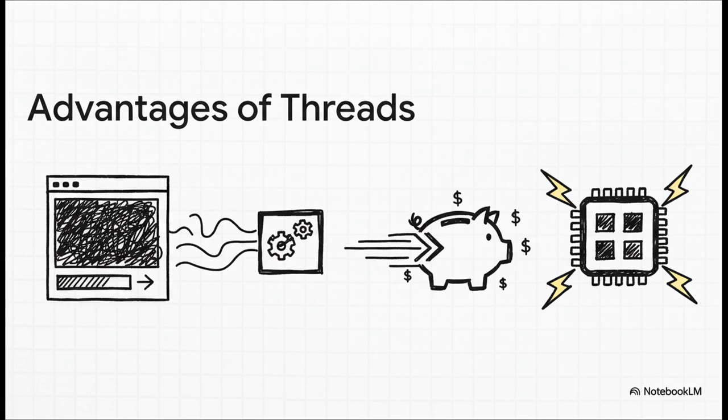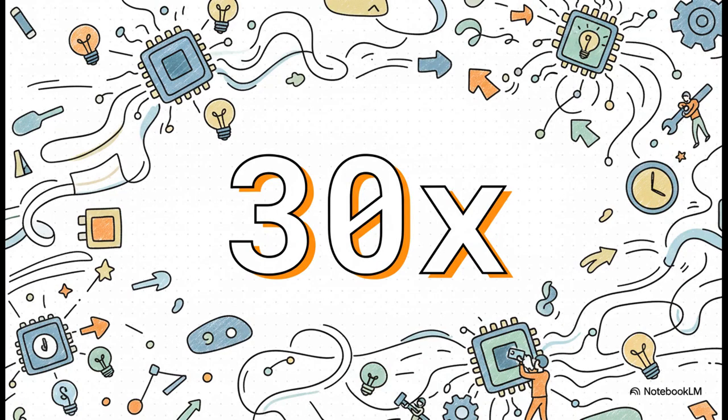They also, as we said, share resources easily, they're way cheaper for the system to manage, and on modern multi-core CPUs, they allow for true parallel execution, which boosts performance in pretty much everything. So just how much cheaper are we talking about here? Well, get this. Research on an operating system called Solaris 2 found that creating a thread is up to 30 times faster than creating a whole new process.